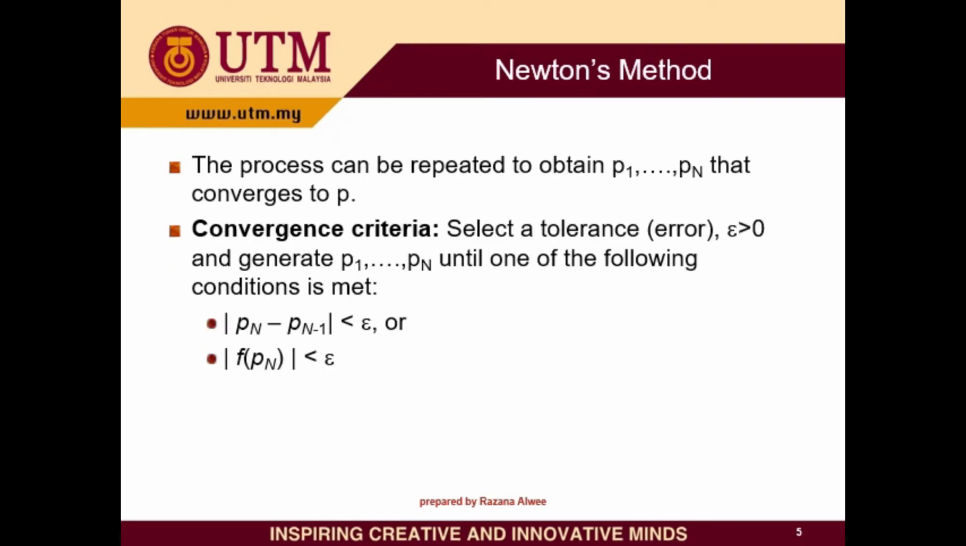Same as secant, the process can be repeated again and again to obtain P1, P2, and Pn, which leads to convergence of P. The criteria are also the same as secant. We don't have an interval like bisection, but we only have two criteria here. Either one must be satisfied to stop the calculation. Pn minus Pn minus 1 must be less than our error, or f(Pn) must be less than our error, for us to stop the calculation and select the P.